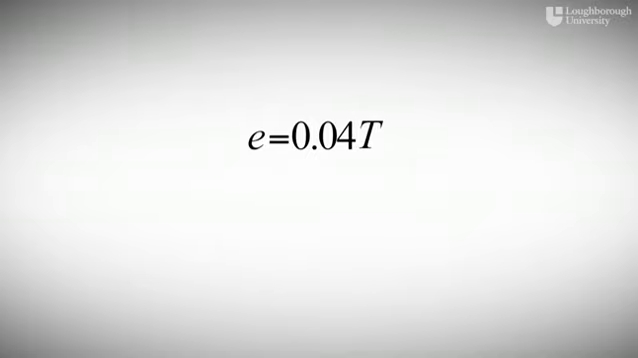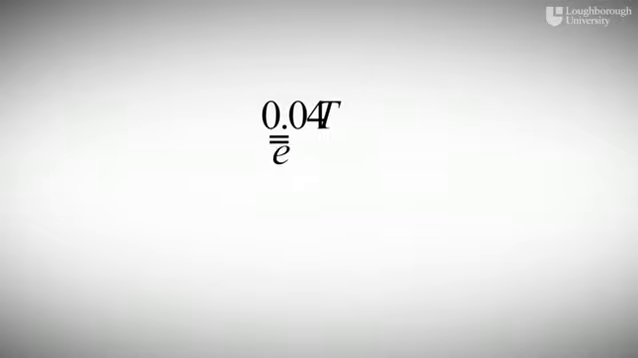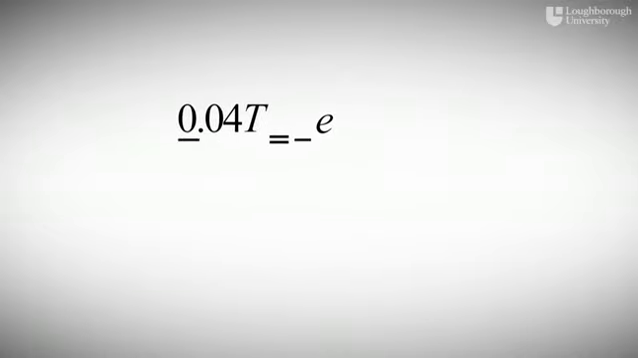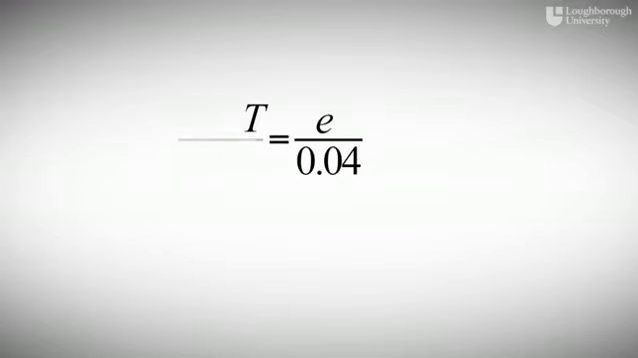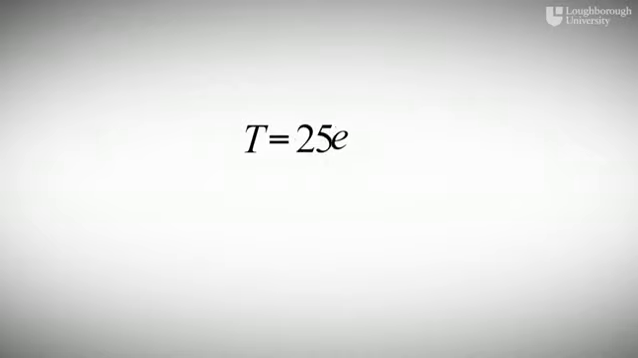In some practical situations, it is more helpful to have this expression in a form which tells us the tension in the spring for a given extension. So this equation might be rearranged as T equals E divided by 0.04, which is equivalent to T equals 25E. You may or may not know how to rearrange equations like this, but eventually you will.